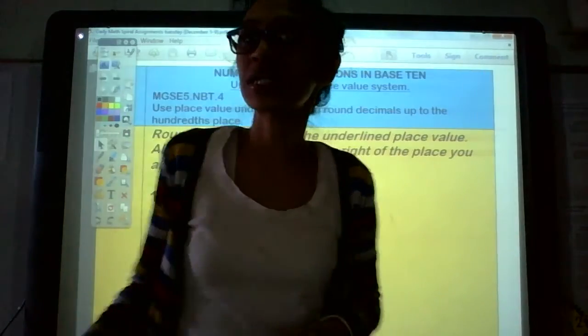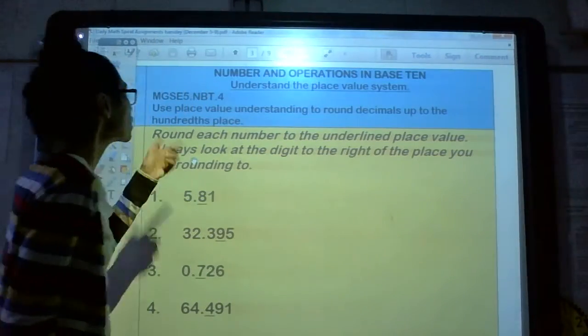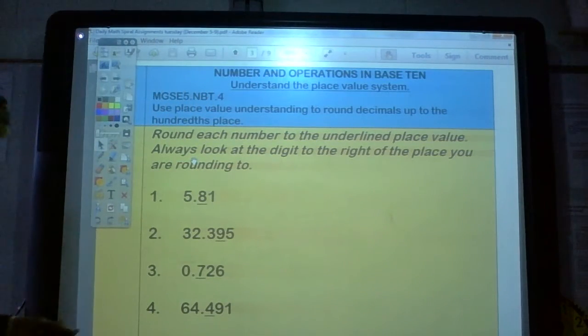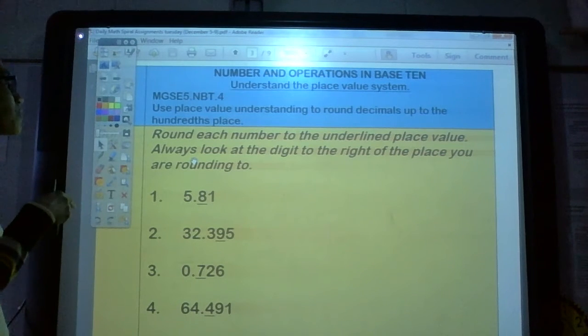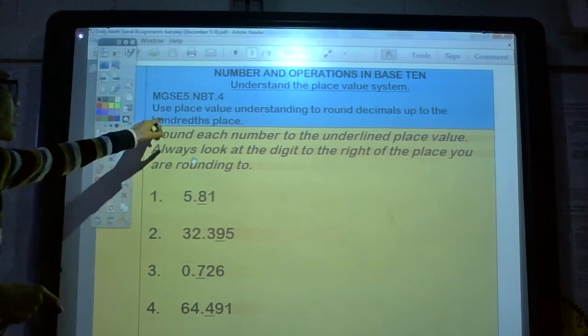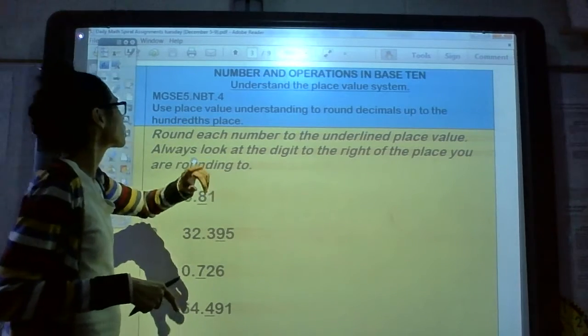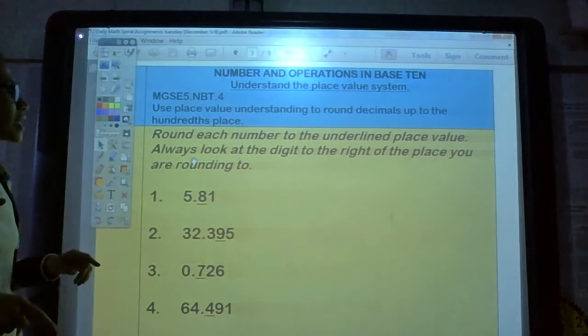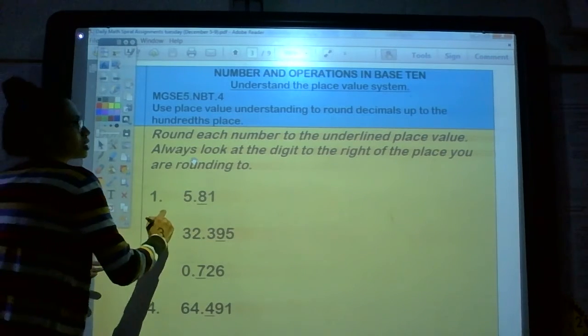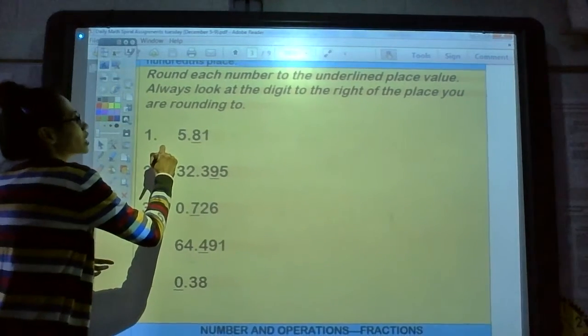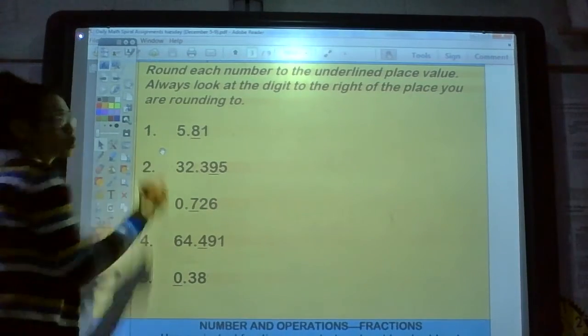We are working on rounding decimals right here, the top on the right. Let's begin by reading the standard. Read it with me. It says, number and operations in base 10. Understand the place value system, MGSE 5.NBT.4, use place value understanding to round decimals up to the hundredths place. Let's do it.